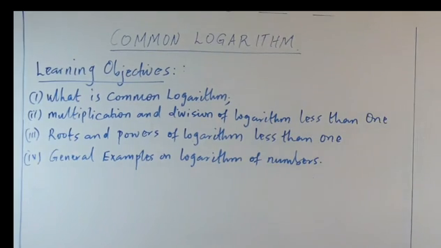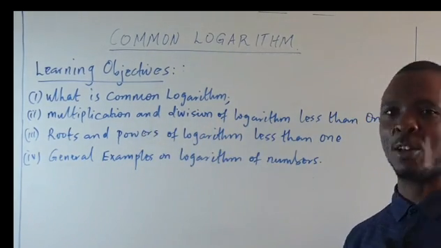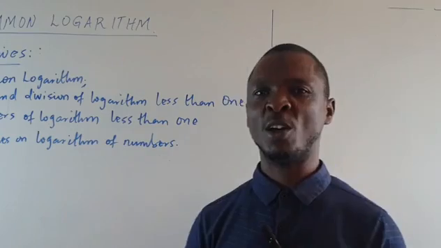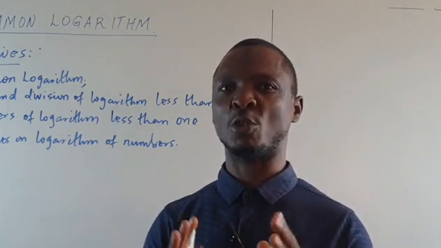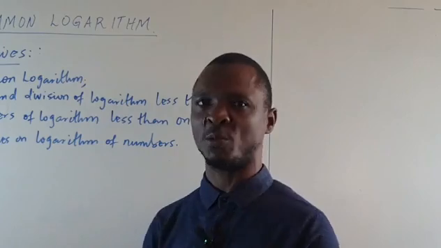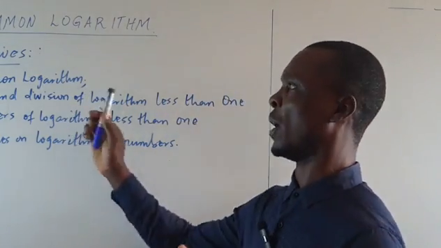So to start with, we are starting with common logarithm. So what is common logarithm? Common logarithm simply means logarithm to base 10. So any given logarithm to base 10 is known as common logarithm.